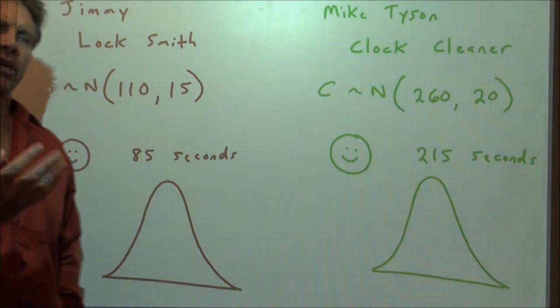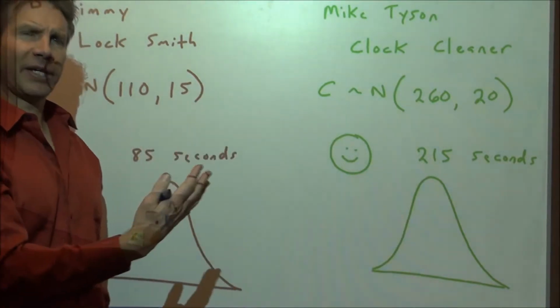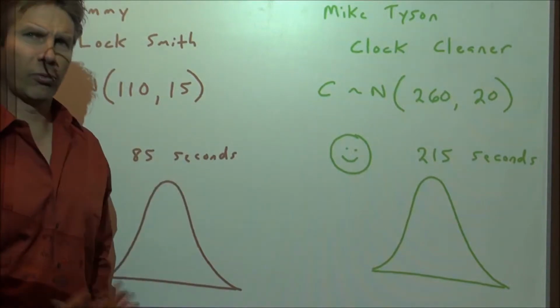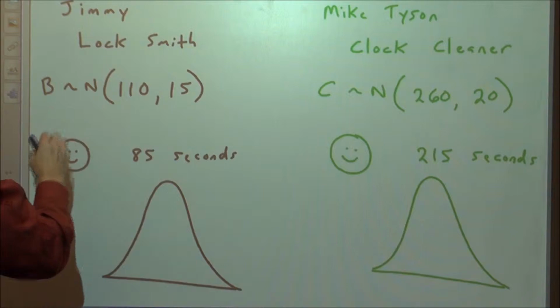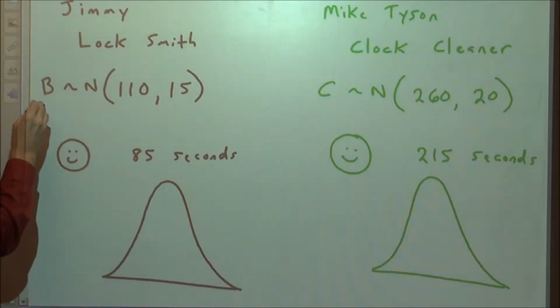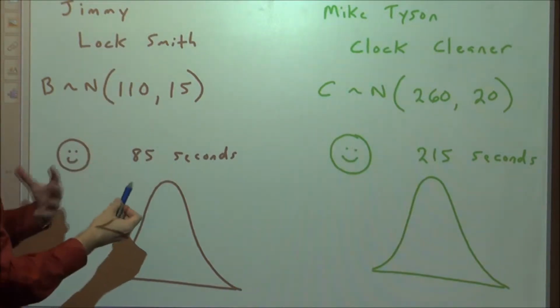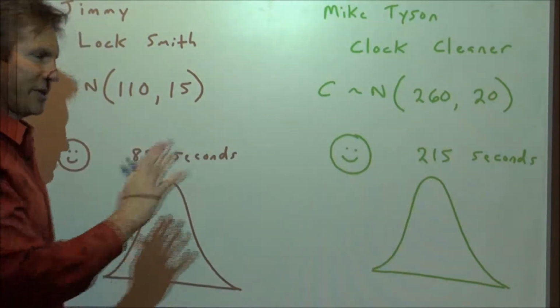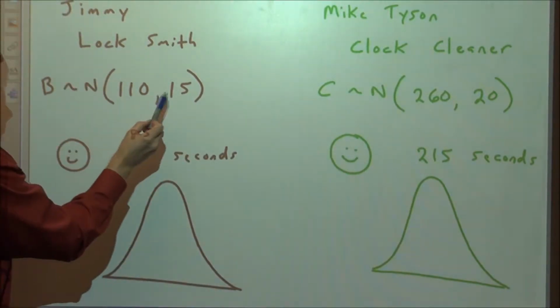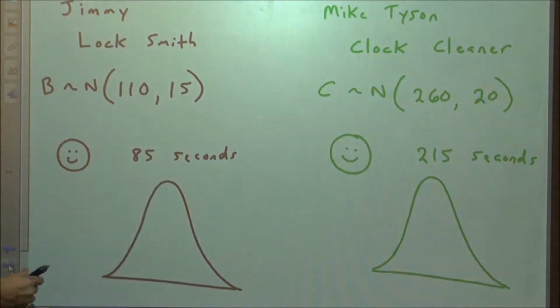Let's suppose we're comparing two different populations and whose result was more extreme. Let's suppose we have Jimmy and he is a locksmith, and on average it takes him 110 seconds to break into a lock. Suppose you locked your car door or something, it takes him on average 110 seconds, and with a standard deviation of 15 seconds.